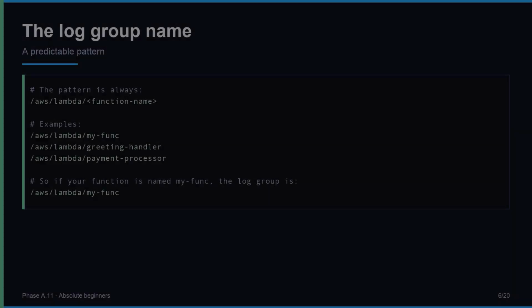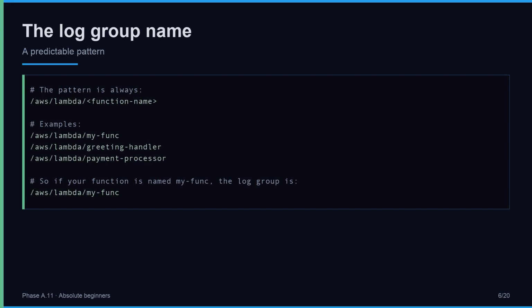CloudWatch captures it. Every Lambda gets a log group with a predictable name. The pattern is always /aws/lambda/ followed by the function name. If your function is my-func, the log group is /aws/lambda/my-func. You never have to guess. Once you know the function name, you know the log group. This is the single most useful fact about Lambda logging: it removes the mystery of where to look.